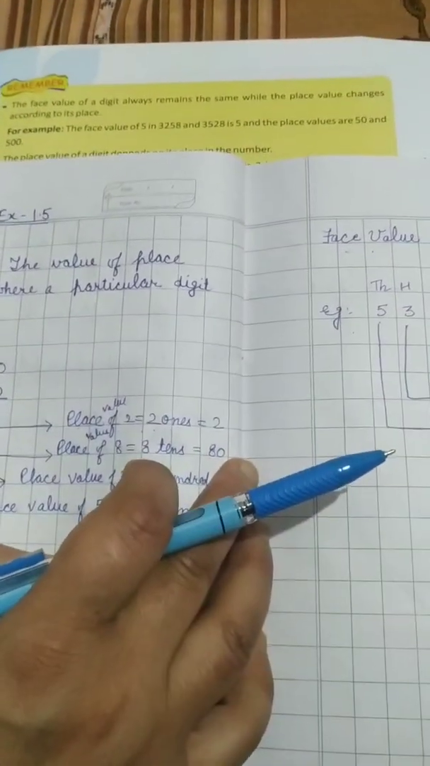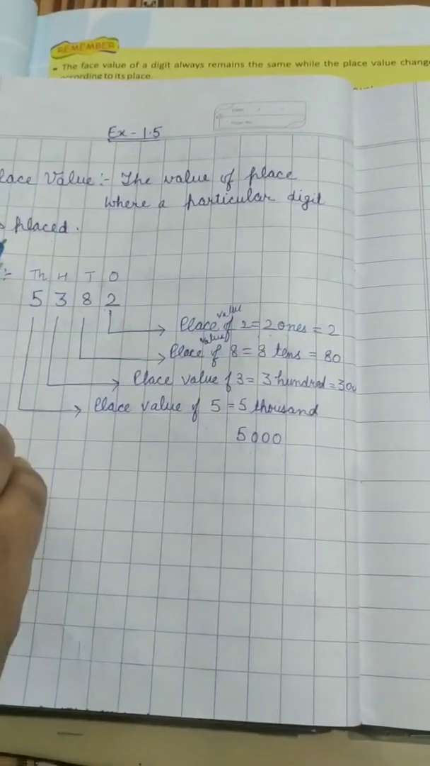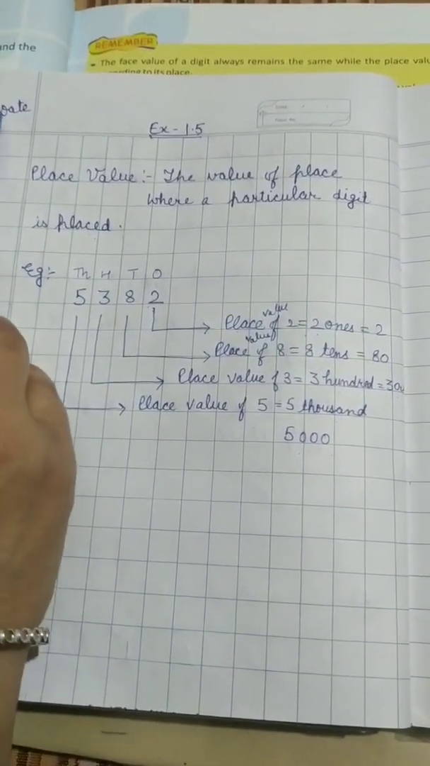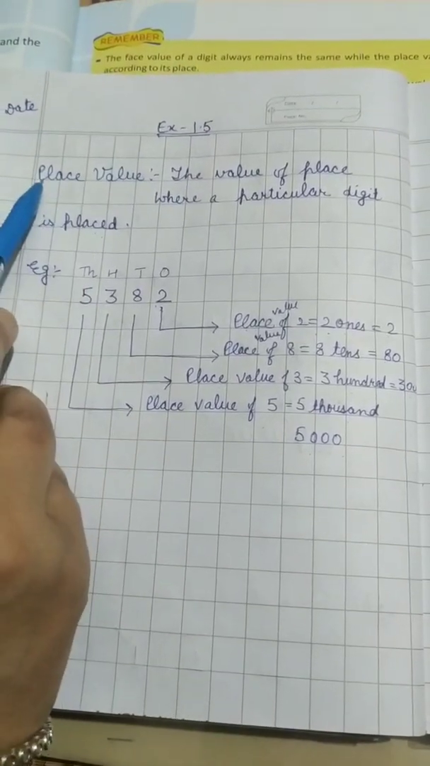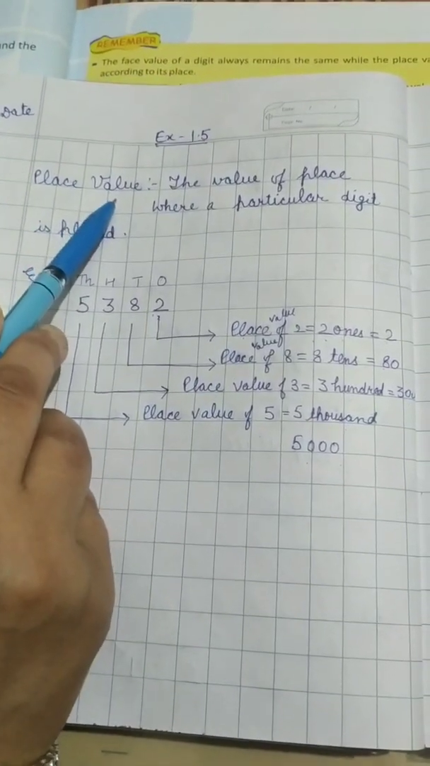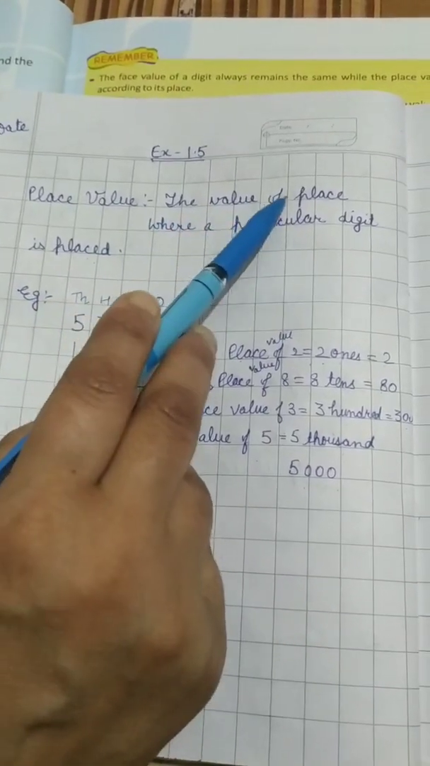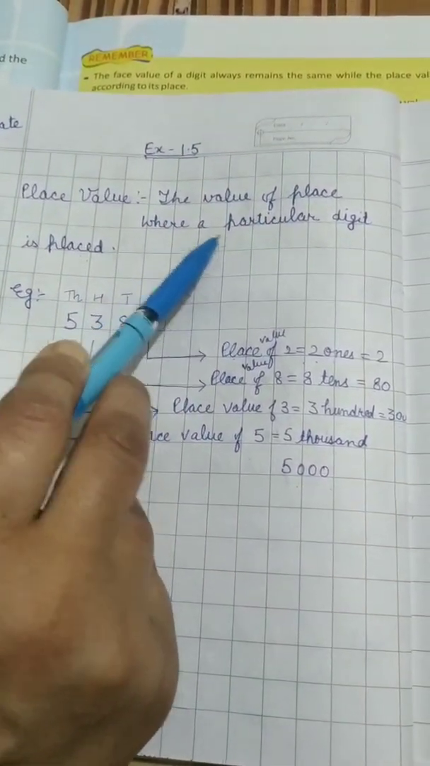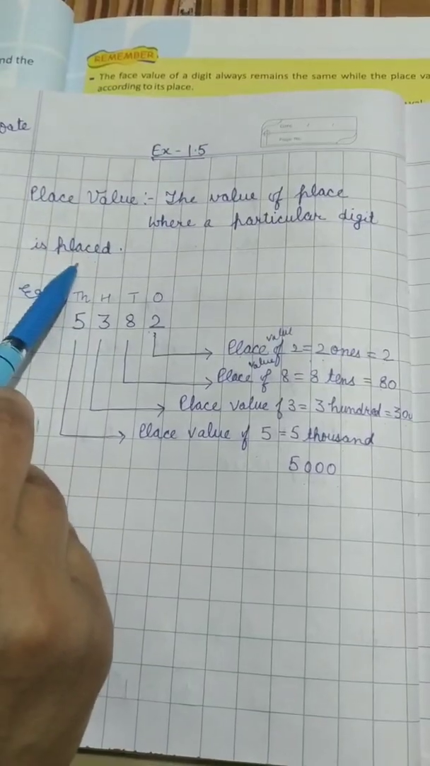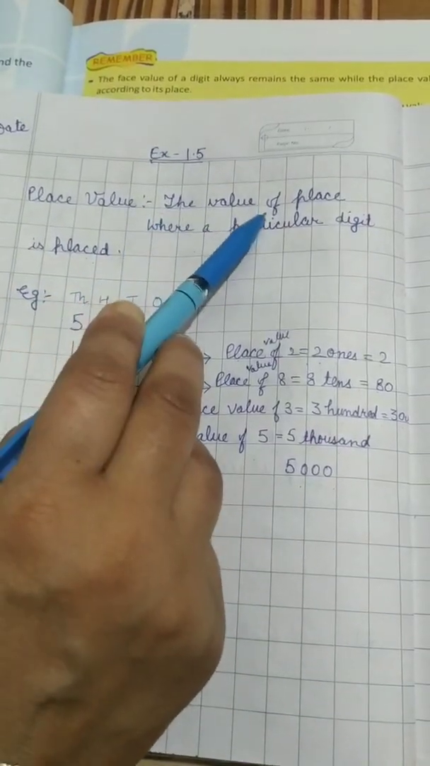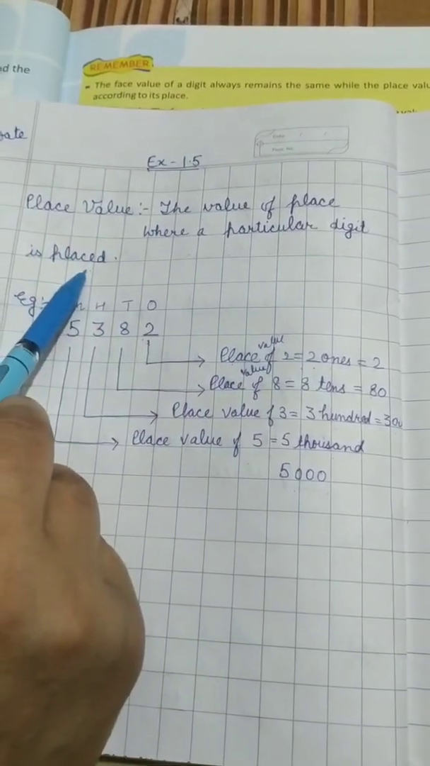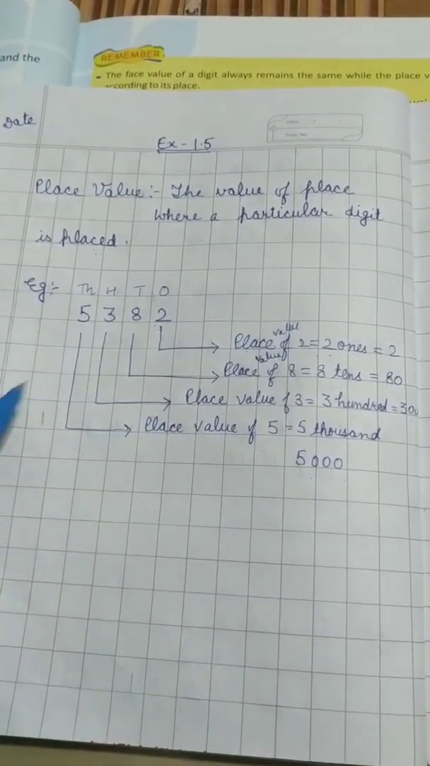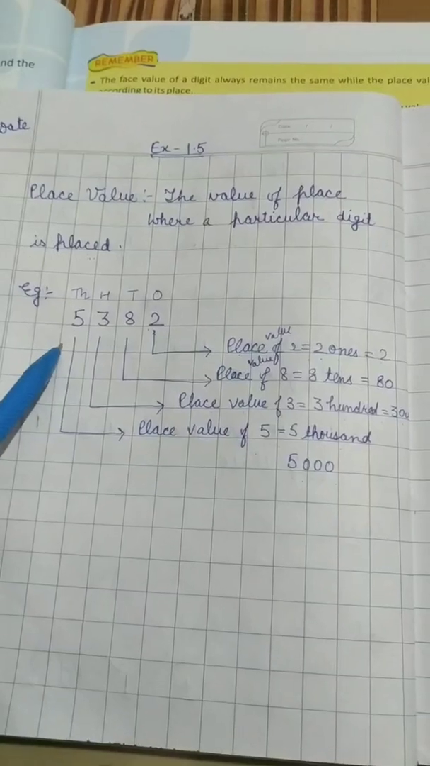In the notebook, you have to write the two definitions, the face value and the place value. First of all, put the date, exercise 1.5. First definition is place value: the value of place where a particular digit is placed. When I explain the example, it will be more clear to you.